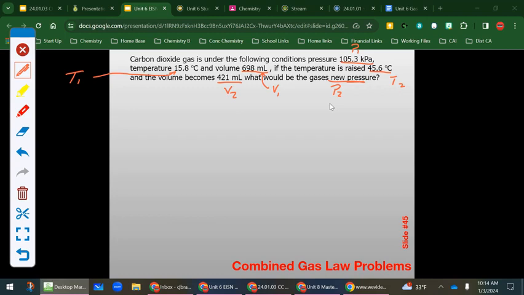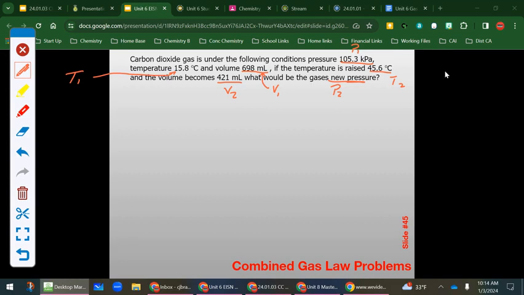If the temperature is raised... The temperature is what? Raised. It's raised that. It's not raised to that. It is raised 45.6 degrees. So what do we have to do with that number?